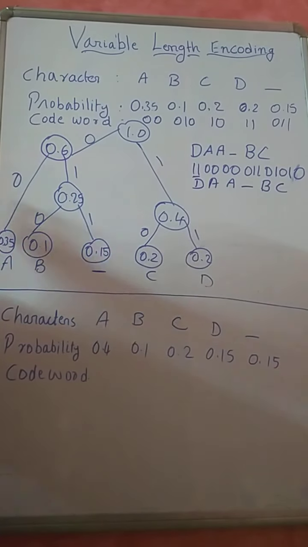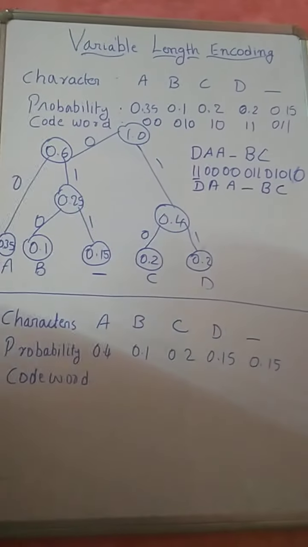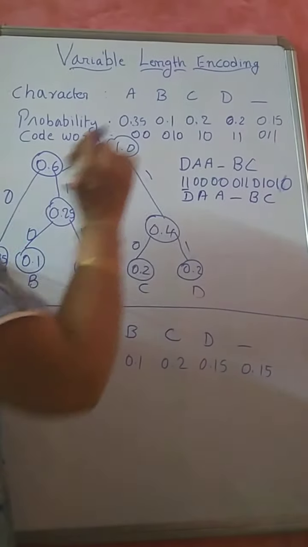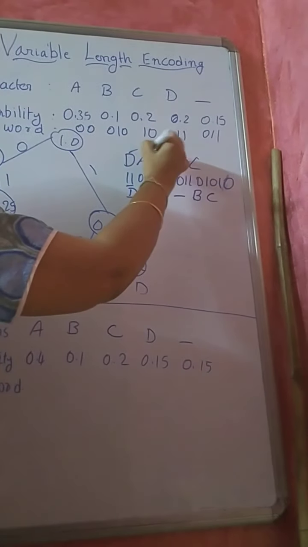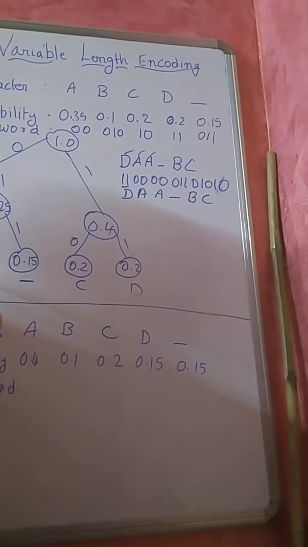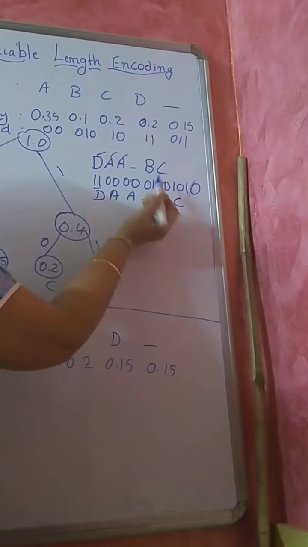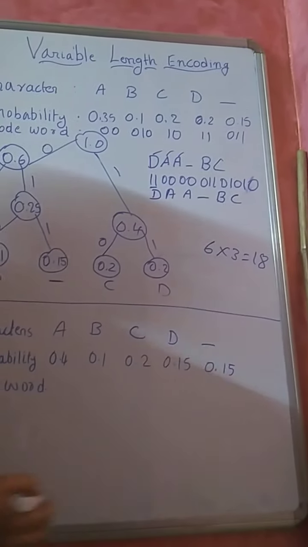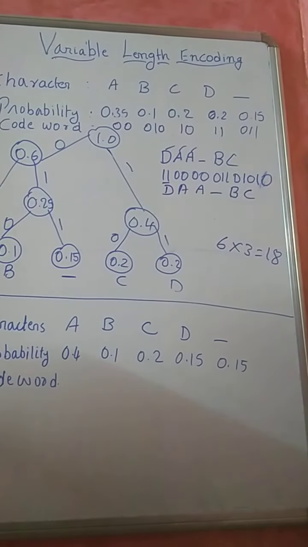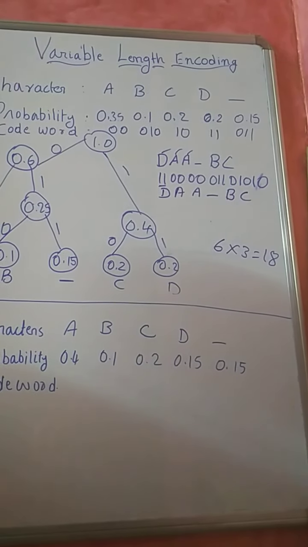So this is how the variable length encoding technique will work. Now consider the same thing in the fixed length encoding technique. Assume that each of them has a 3-bit code word. Then how many characters are there? 1, 2, 3, 4, 5, 6. So it is 6 into 3, 18 bits required, assuming the code word length in the fixed length encoding is 3.